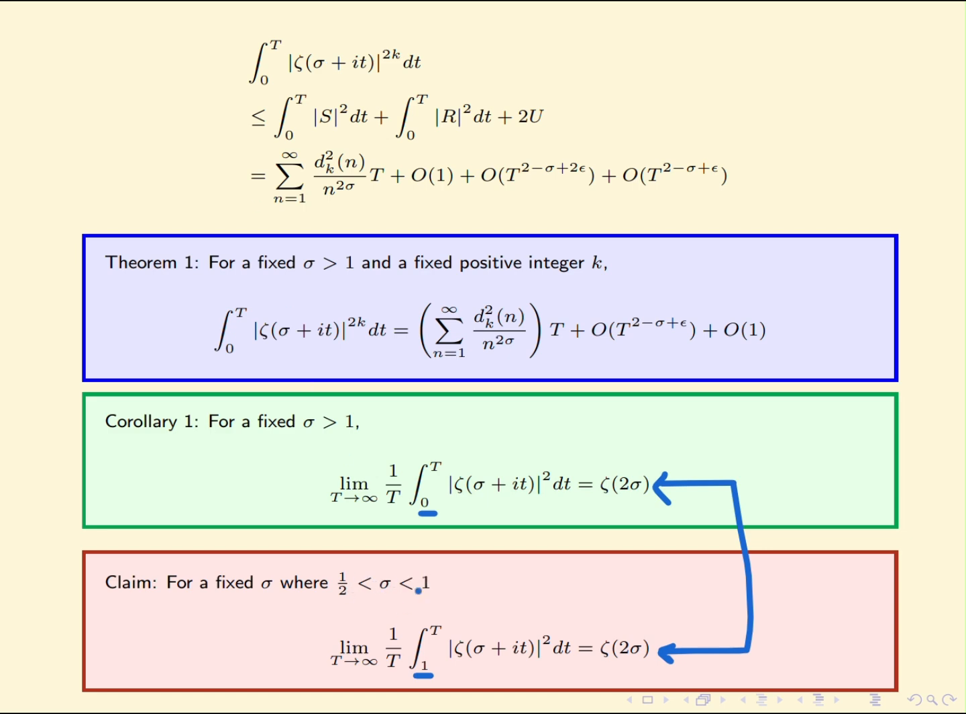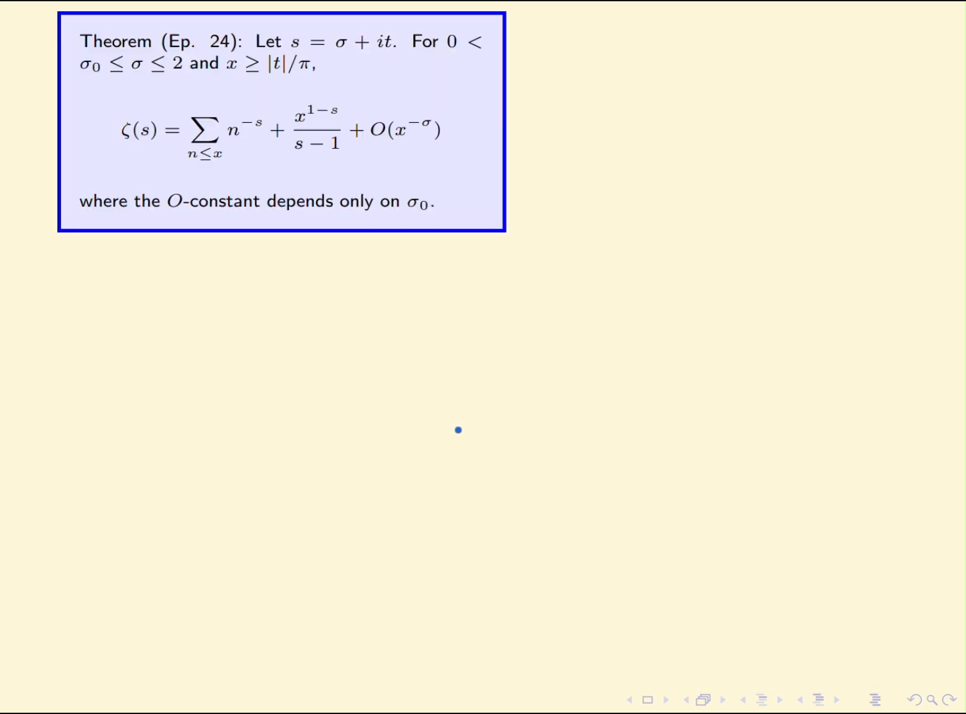When sigma is now less than 1, that infinite series for zeta no longer converges, so I'm going to have to write a different thing for the zeta function. Remember, the zeta of s when sigma is greater than 1, we define as the infinite sum of this thing. But if sigma is less than 1, then this infinite sum would not converge. So you actually have to write it as a finite sum. So we're going to use this approximate functional equation that we already proved in episode 24. It's a finite sum plus some error terms.